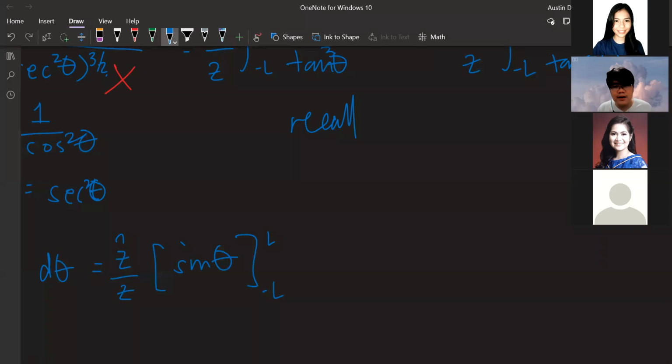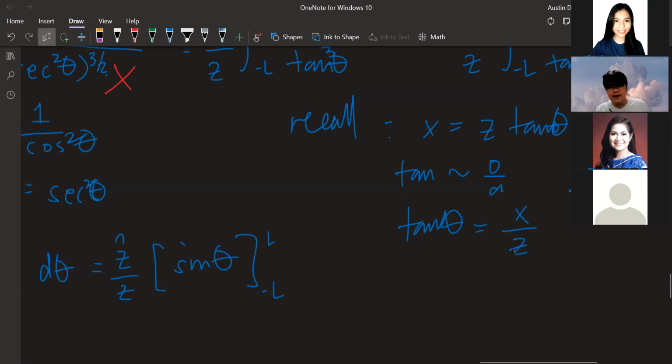Recall, x is equal to z tangent theta. And tangent is just equal to opposite over adjacent. So if we're going to rewrite this, tangent theta is just x over z. If we draw the triangle for that, we have theta here, then the opposite is x, and the adjacent is z.